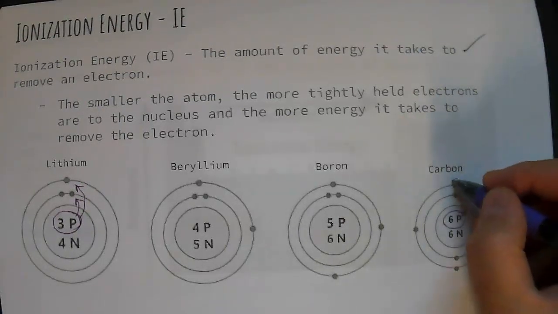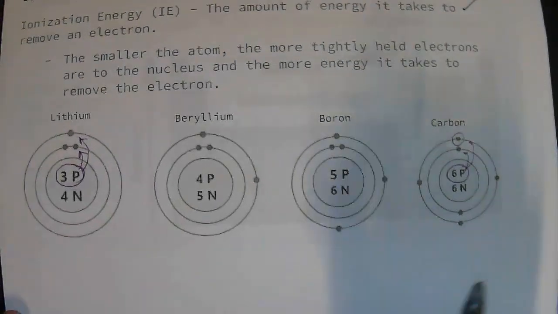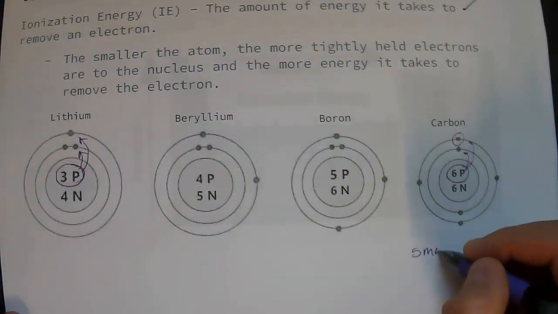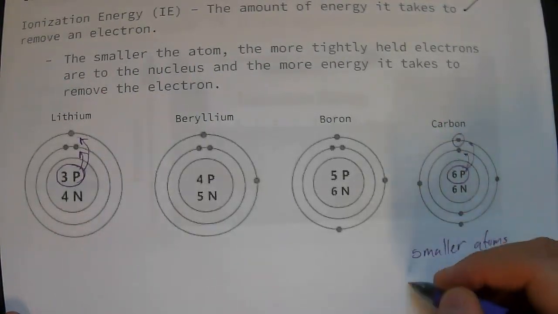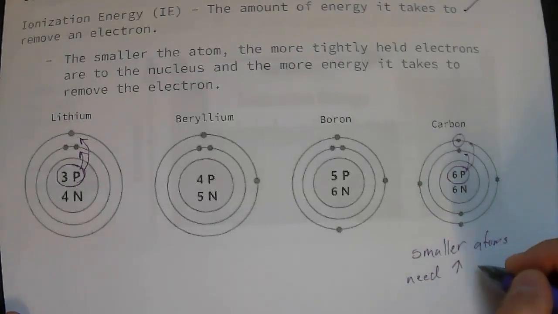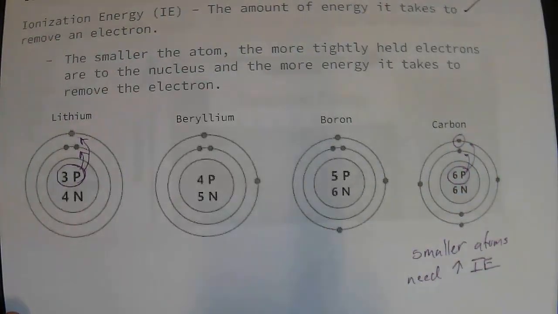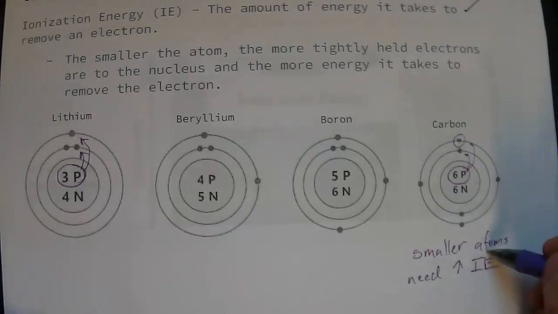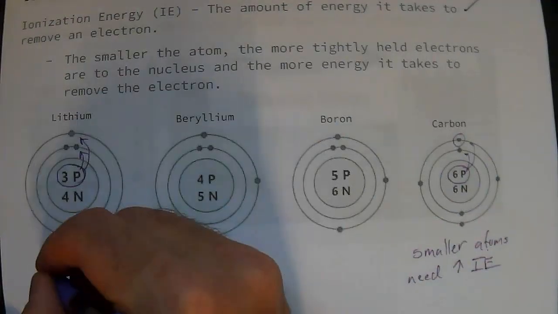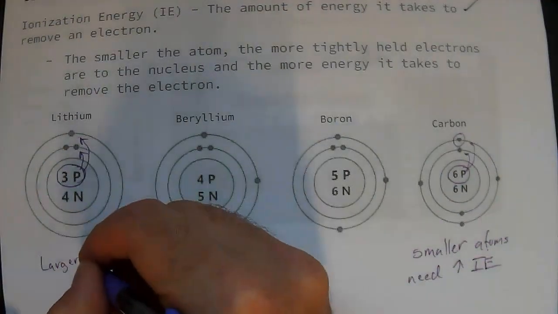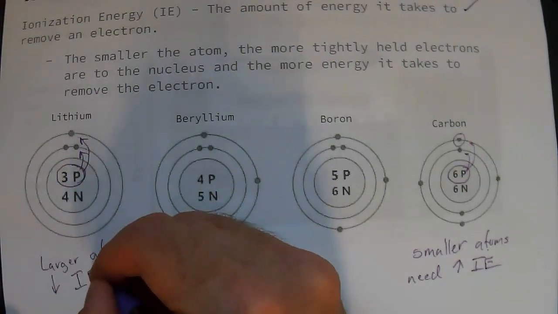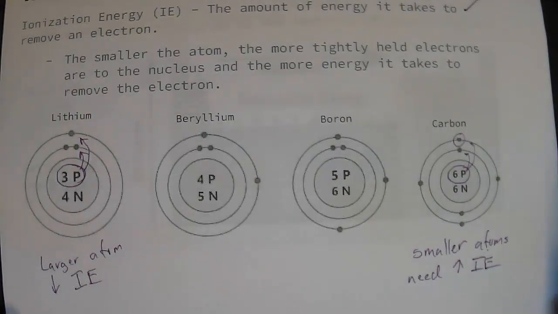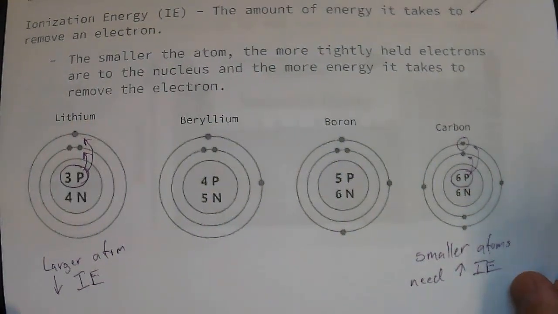So the smaller the atom, the higher the ionization energy needed in order to pull the electrons off. The smaller the atom, the higher the ionization energy. And again, the larger the atom, the smaller the ionization energy. And that's true for all the atoms on the periodic table.